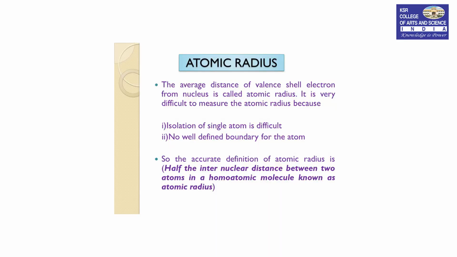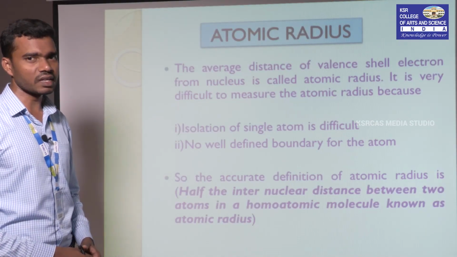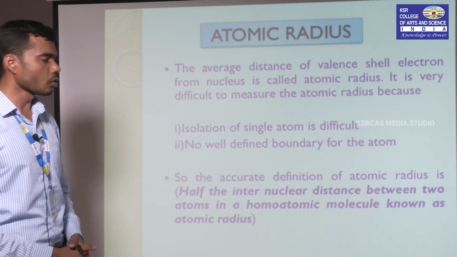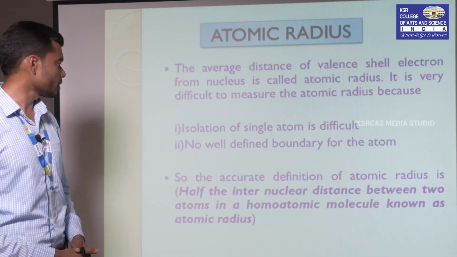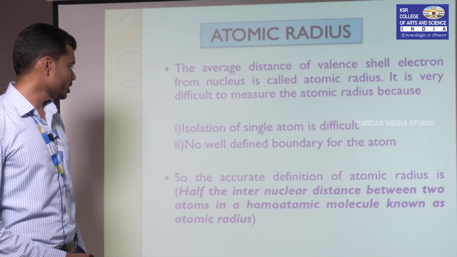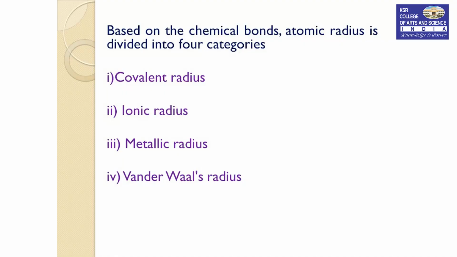Atomic radius. Atomic radius means the average distance of the valence electron from the nucleus. It is very difficult to measure the atomic radius because the isolation of a single atom is difficult and there is no well defined boundary for the atom. So the accurate definition of atomic radius is half the internuclear distance between two atoms in a homoatomic molecule. Based on the chemical bond, the atomic radius is divided into 4 categories.